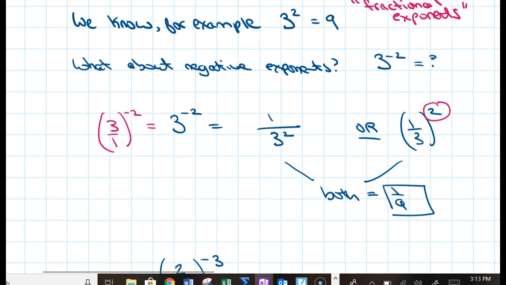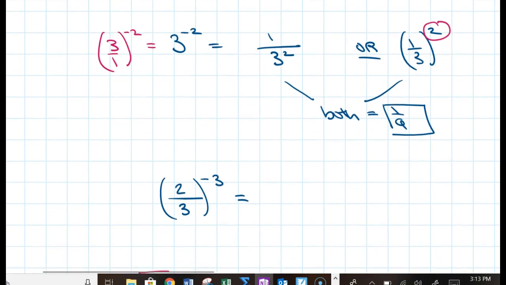Or you can take the 3 and bring it down to the denominator, so to speak, and write that as 1 over 3 squared. It's up to you, but in some cases this method is advantageous, and in others this one is, like the idea of just reciprocating the base of the exponent. In either case, it equals 1/9. That's more to the point here.